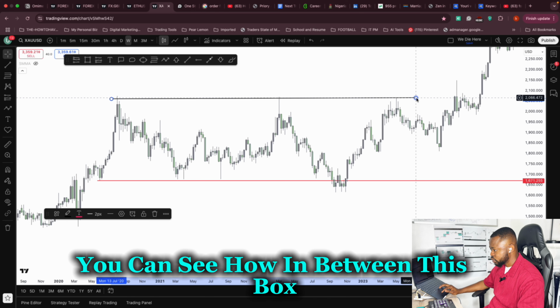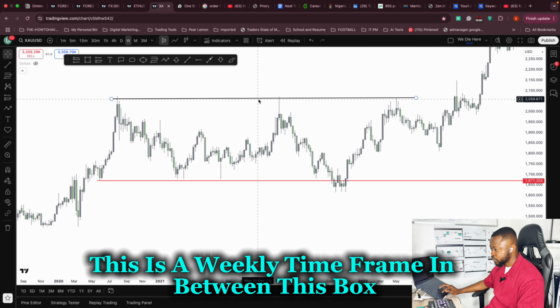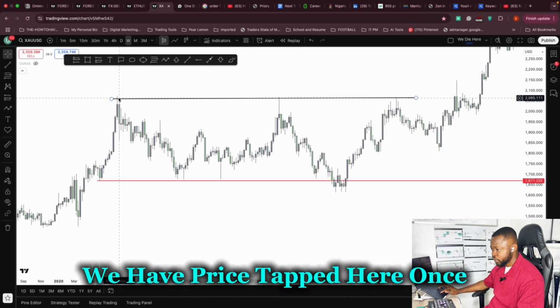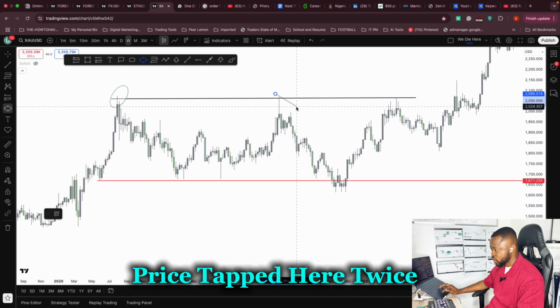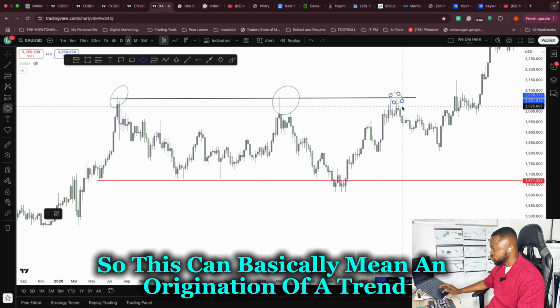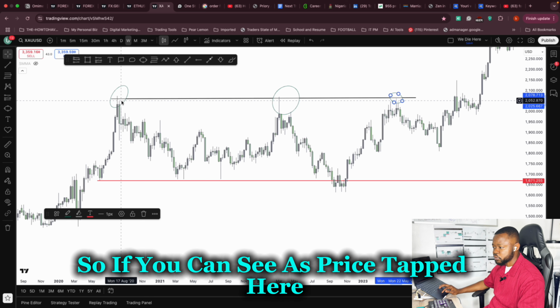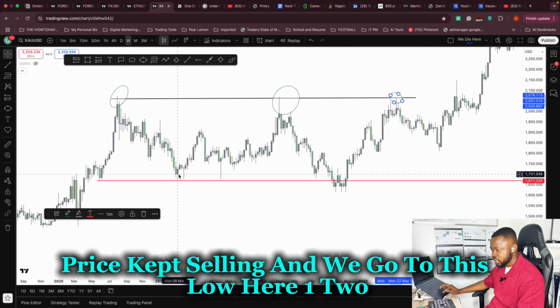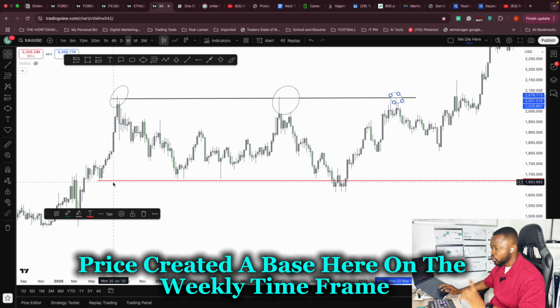You can see in between this box, this is a weekly time frame, pay attention, price tapped here once, price tapped here twice, and it tapped here the third time. So this can basically mean an origination of a trend. As price started here, price kept selling, and we got to this low here, 1, 2, 3, 4 taps. Price created a base here on the weekly time frame.